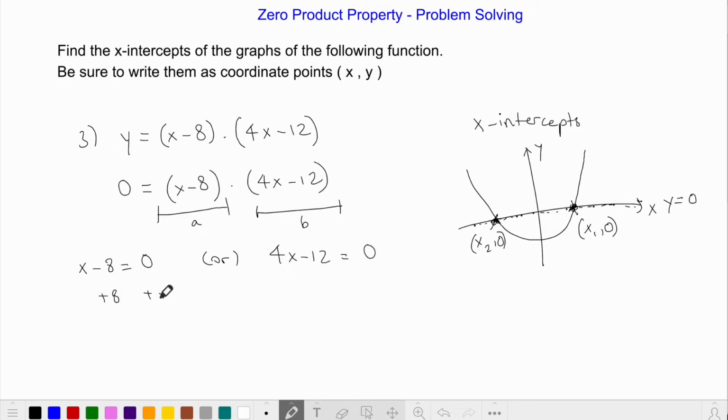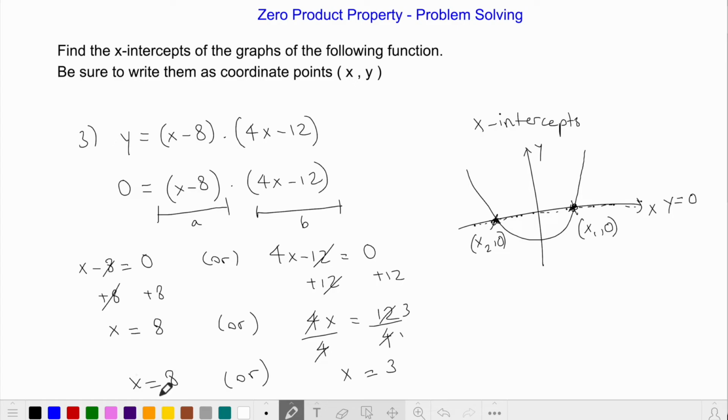So plus 8 on both sides to cancel negative 8. So we have x is equal to 8, or we have plus 12 on both sides. Then we have 4x is equal to 12 on the right side, and then divide by 4 on both sides. That will give x is equal to 3, since 4 times 3 is 12. So we have two values, x equal to 8 and x equal to 3.